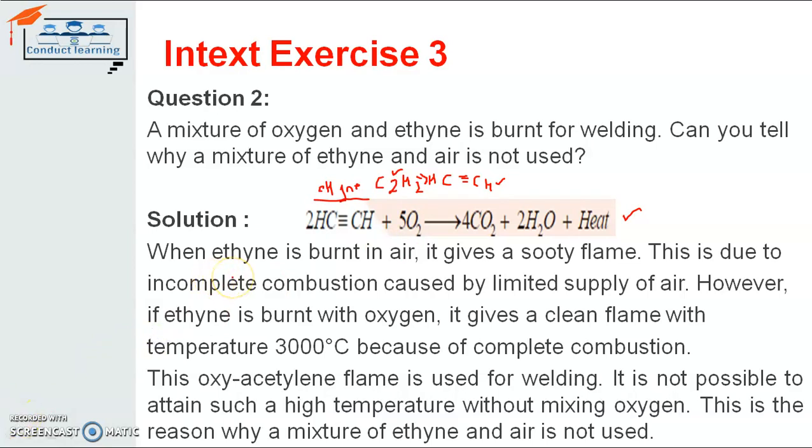Because now the question is why we don't take the mixture of both ethyne and air. Because ethyne must be burnt in the presence of a large amount of air. If there is not that amount of air present in the burning of ethyne, then it will give us a sooty flame. That is an incomplete combustion of that ethyne. So that's why we need a large amount of air for burning of the ethyne, and it gives us a temperature around 300 degrees Celsius for complete combustion. So that particular temperature is not easy to maintain. So that's why we don't take the mixture of ethyne and air particularly.